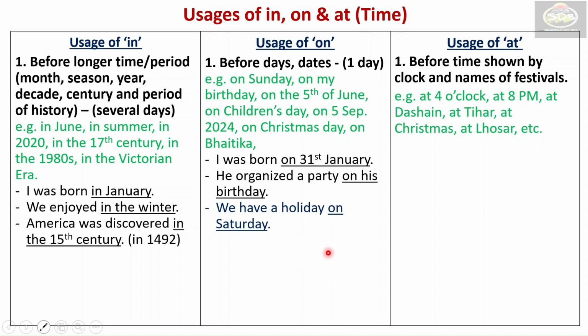Examples in sentences: I was born on 31st January. He organized a party on his birthday. We have a holiday on Saturday. Next, at. Before the time shown by clock and names of festivals. Well, we use at with clock time and names of festivals. At 4 o'clock, at 8 a.m., at Dasai, at Tihar, at Christmas, at Losar, etc.